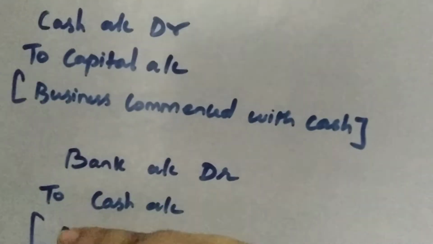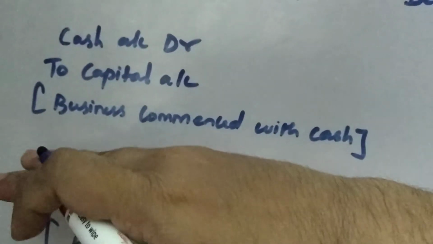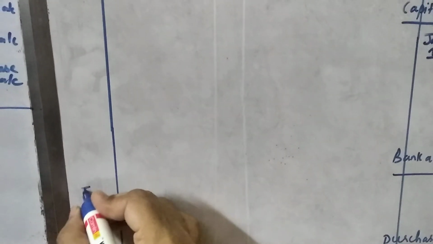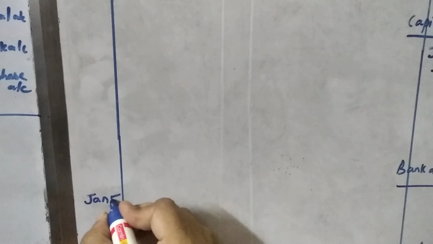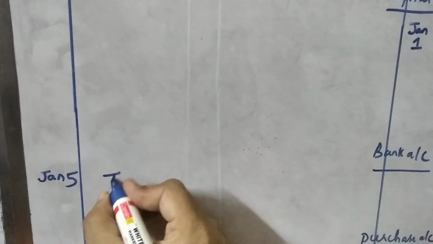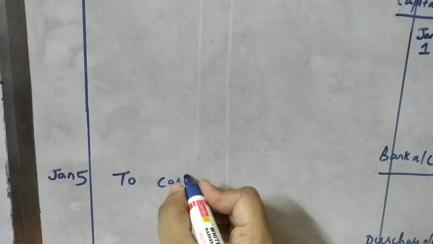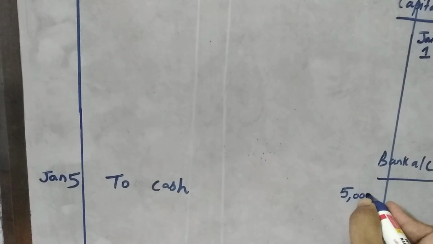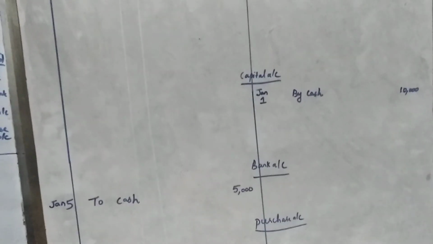Now I am going to post this in bank. I am closing bank. So what is remaining? Cash. So I will be writing January 5th, to cash, 5,000. So our second entry is also over.